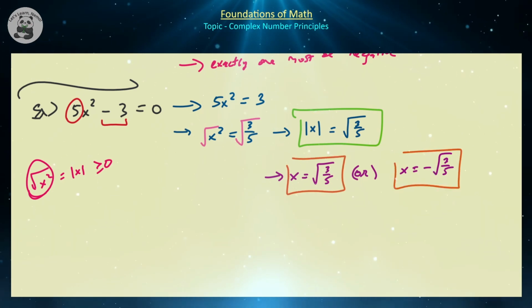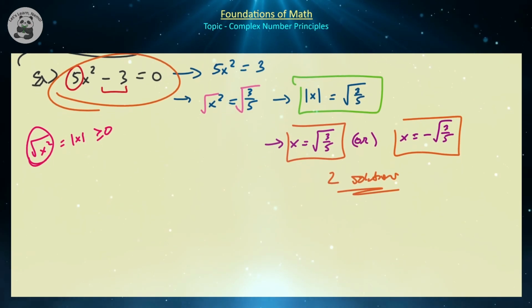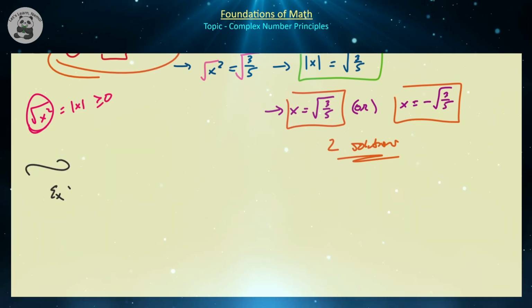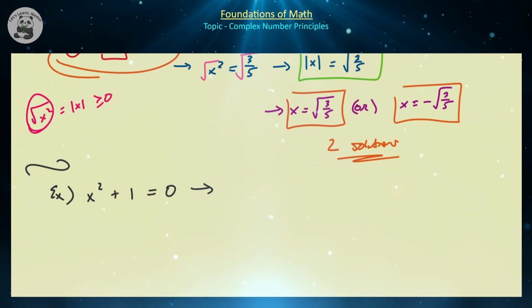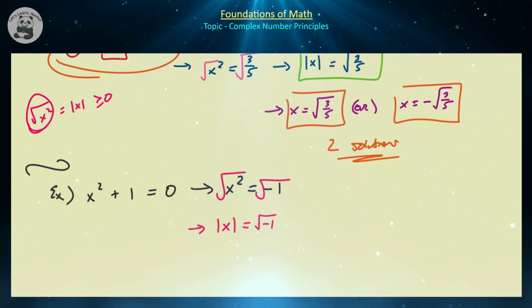So these are our two solutions to this original quadratic equation, right? So let's look at a slightly different example, but instead of one being positive, one being negative, let's consider the case where both are positive. In particular, let's assume that x squared plus 1 is equal to 0. Isolating is going to give us x squared is equal to minus 1. Taking the square root of both sides is going to give us the absolute value of x is equal to the square root of minus 1.